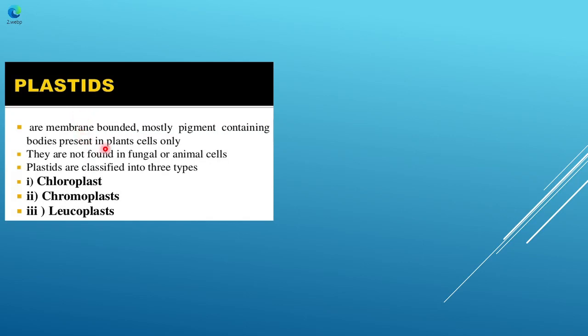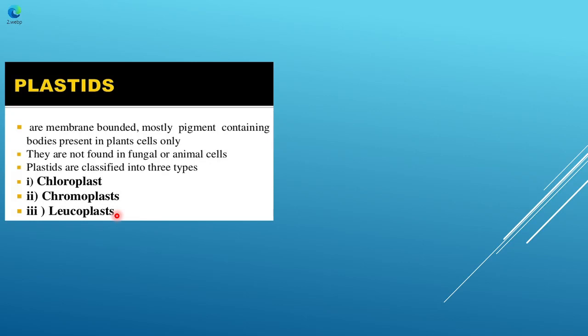Now, depending upon the type of pigment, we categorize plastids into three types. Chloroplasts, which are the green plastids because they contain chlorophyll, the green pigment. Chromoplasts, which are colored other than green because they contain other types of pigments like xanthophyll and carotene. They may be yellow, orange. Likewise, the third type of plastids are the leucoplasts, which are colorless.